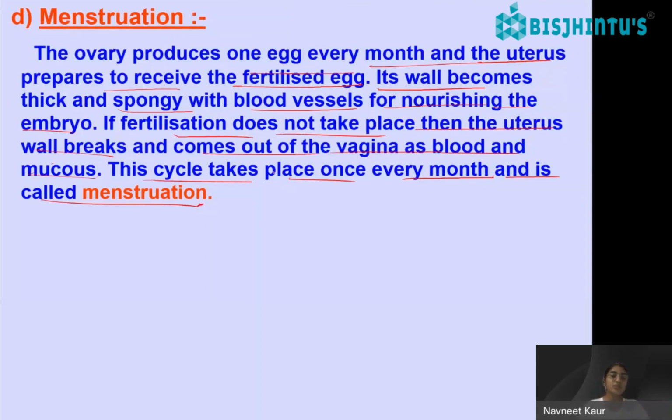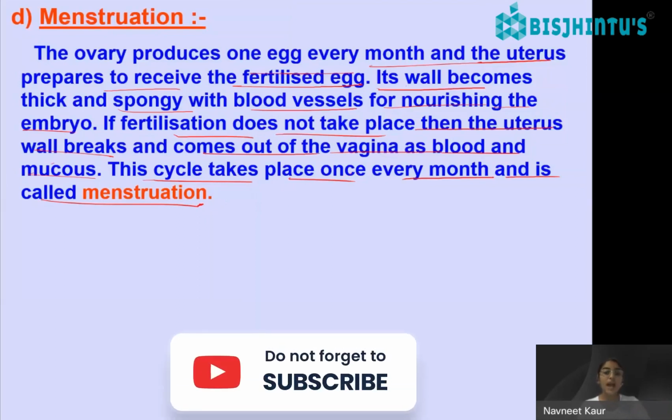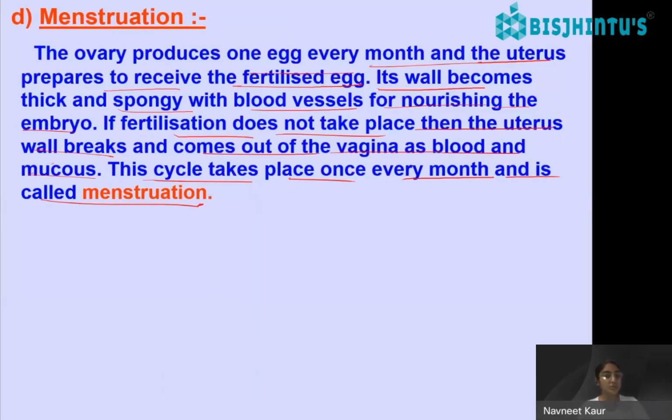So menstruation is something related to non-fertilization. At the time when the uterus does not receive a fertilized egg, the walls of the uterus, which are very rich in blood vessels, break down and that blood comes out of the vagina in the form of blood and mucus. This cycle takes place once every month and this process is called menstruation.